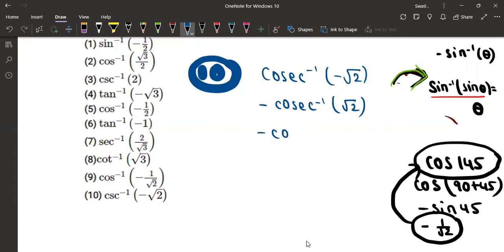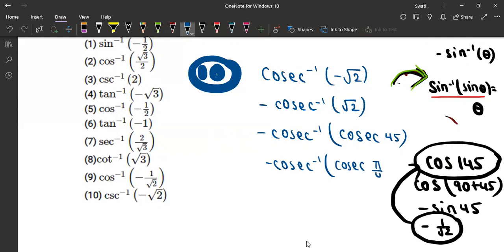Now this is minus as it is cosec inverse. Now for what value of cosec is the value root 2? It is cosec 45. So I can write this as cosec 45. Now this will become minus cosec inverse cosec 45. Of course, we already know 45 we can write as pi by 4, right? Minus sign as it is, and we know that cosec inverse cosec theta is theta. So this will simply become minus pi by 4. And that's the answer. And we are done with the first question of exercise 2.1, that is the 10 questions.